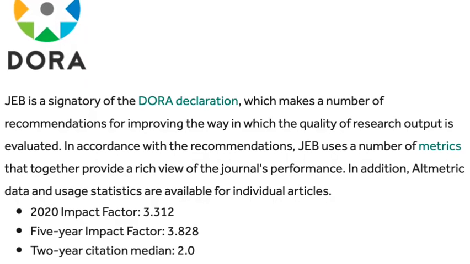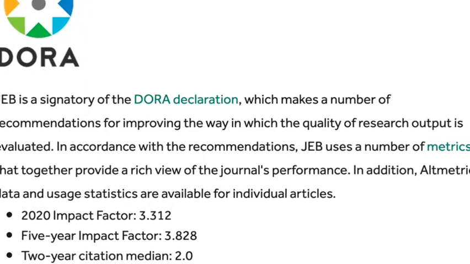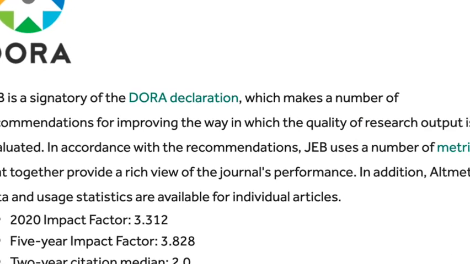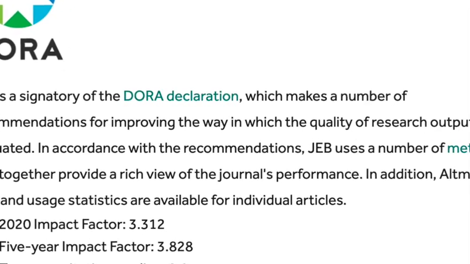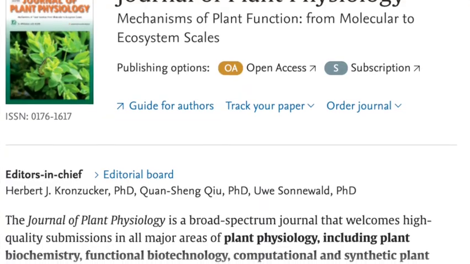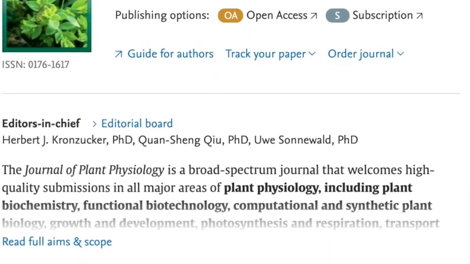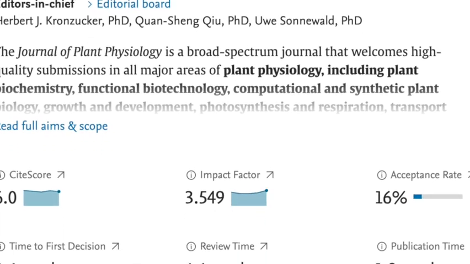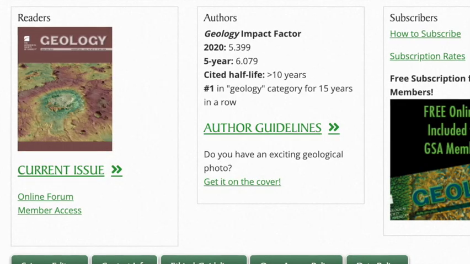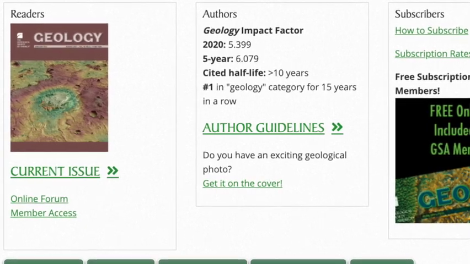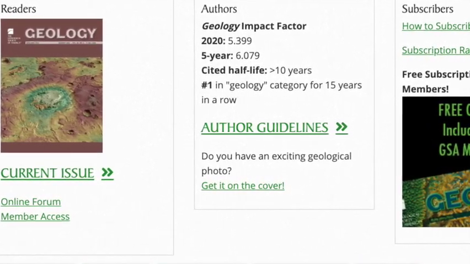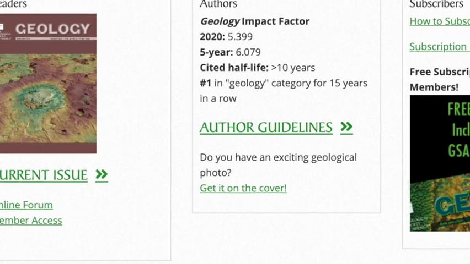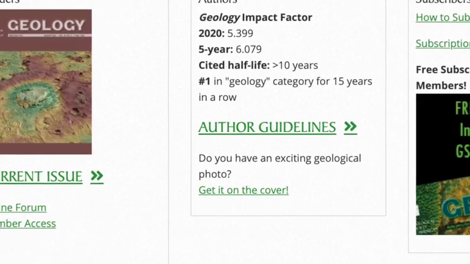So here we have the Journal of Experimental Biology. What we can see here is that they have their 2020 impact factor, which is 3.312. If we look at another journal, this is the Journal of Plant Physiology. Here they have the impact factor of 3.549. Another journal is called Geology. We see here on their information for authors, the Geology impact factor for 2020 was 5.399.